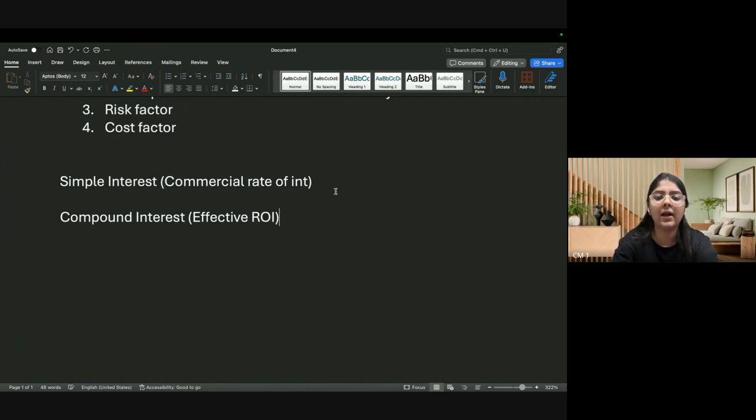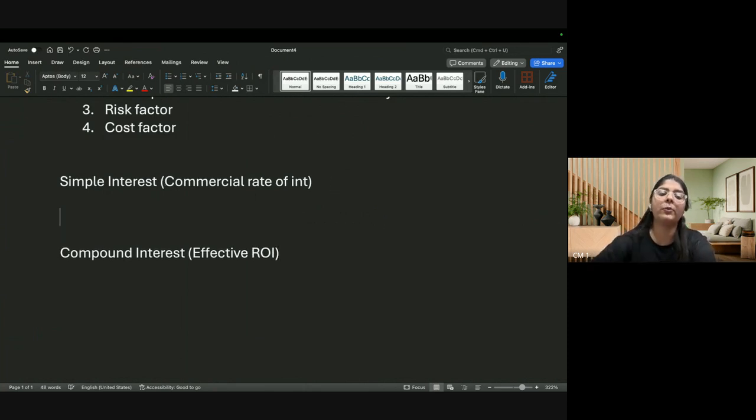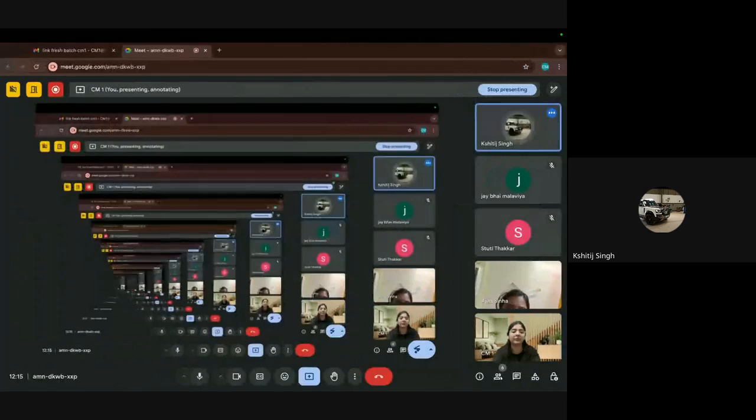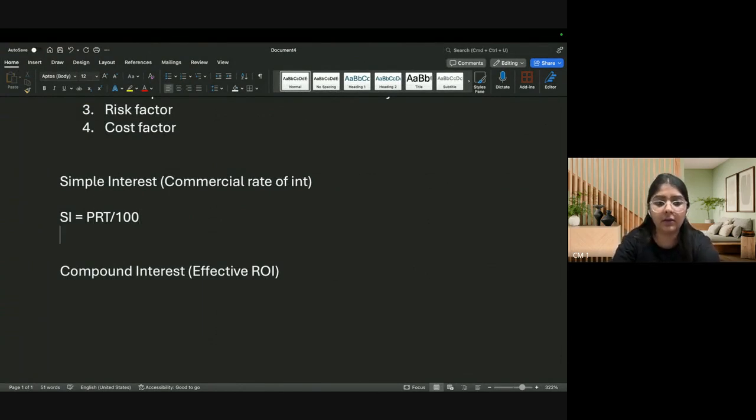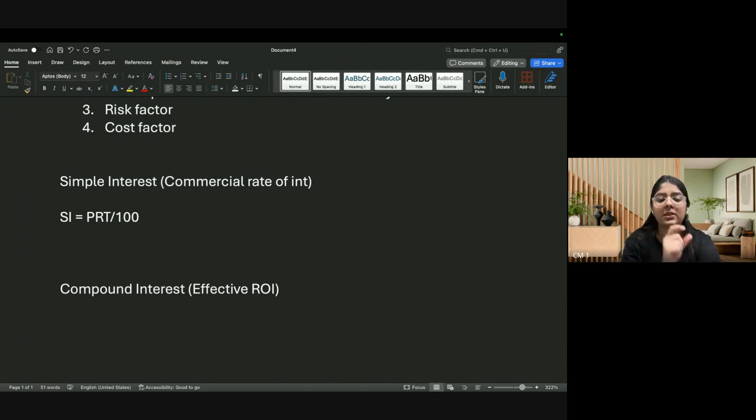Okay. Now, under simple rate of interest, what is the formula to calculate interest? Simple interest is equal to, this you must have read in your basic maths in school. Very easy. PRT by 100. Correct? Where P is principal, R is the rate of interest, T is the term. Simple interest is principal into rate of interest into term divided by 100.